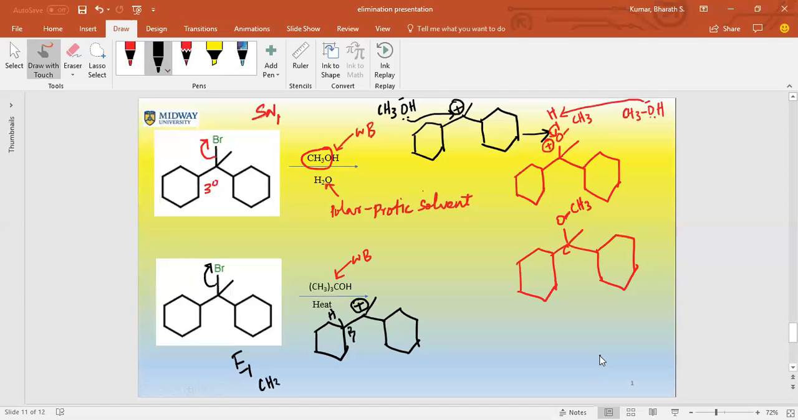So this is CH3CO minus, right? That's what comes and grabs this hydrogen, and in the process this comes down here, and in the process it generates a double bond.